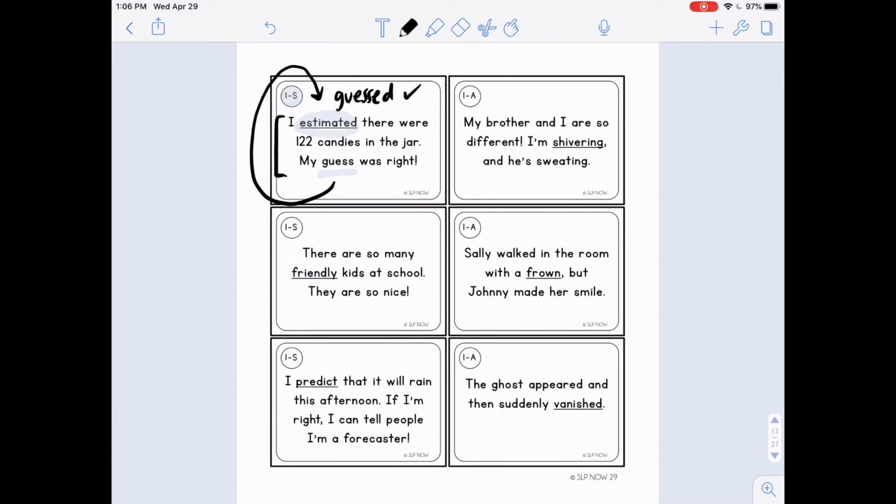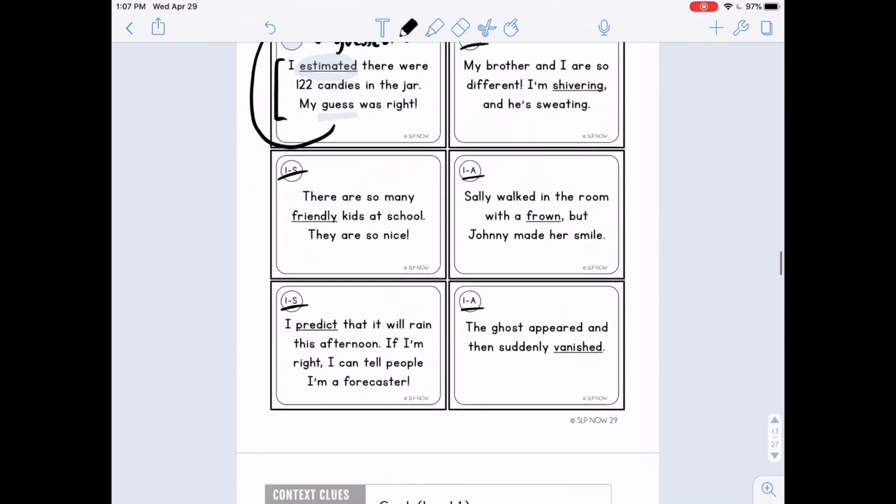Now you can pause and you can practice some of these other words here if you want. When you're ready, we'll move on.